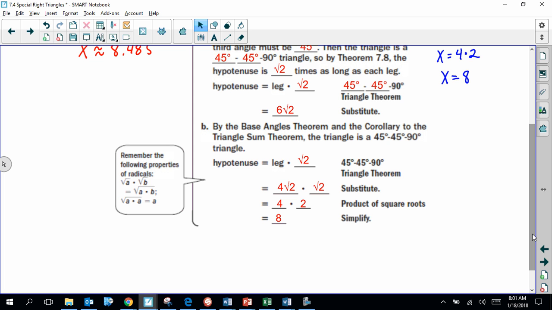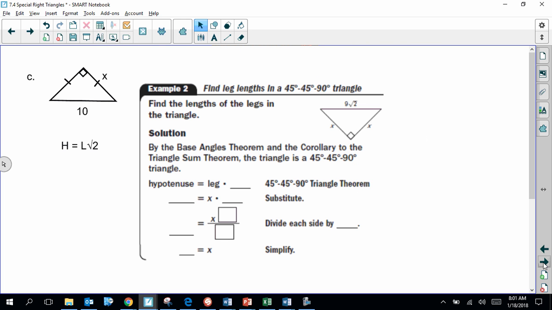Now, if you have any questions about anything that I'm doing as far as how I'm showing the work, or why we're substituting numbers in the way that we're substituting them, please let me know.